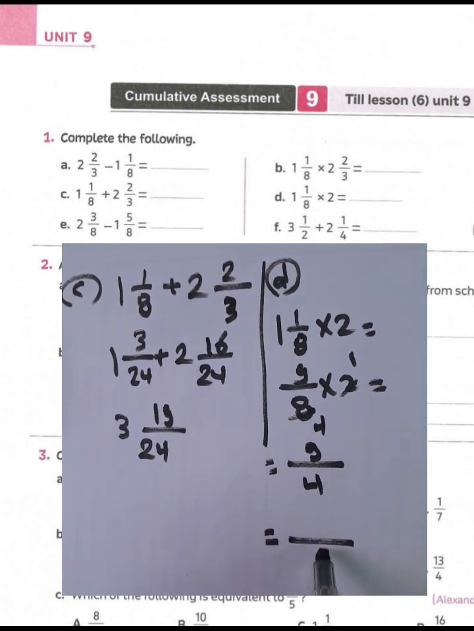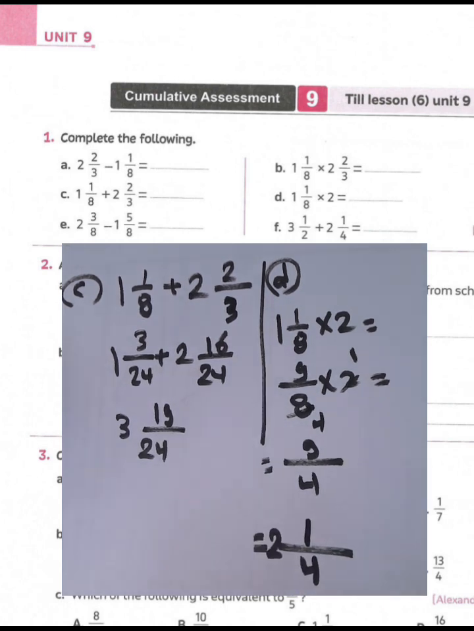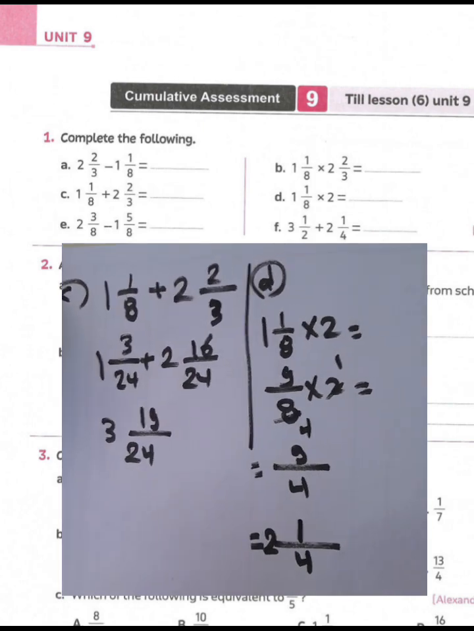Write 4 in the denominator. And 2 times 4 equals 8. Just after 8 is 9. The remainder is 1. Then the result will be 2 and 1 over 4. Next question, letter E.